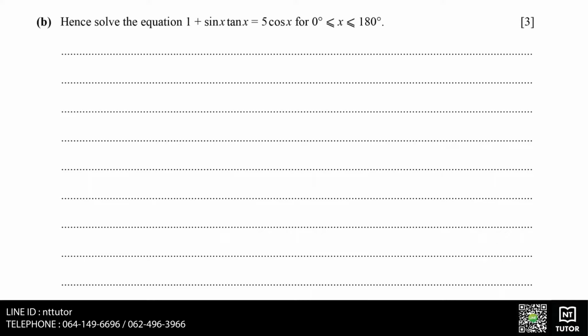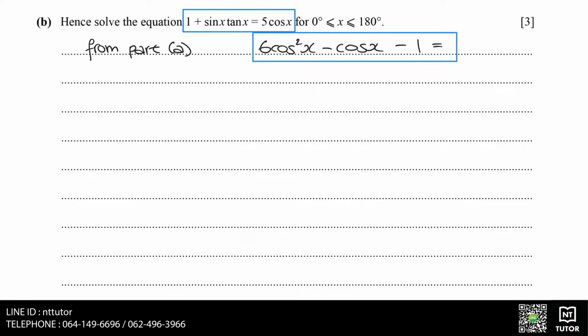Hence, solve the equation 1 plus sine x tan x equals 5 cos x for x from 0 to 180 degrees. If the first part of a question asks you to express an expression into another term, this means that it wants you to solve the expression using that other term you turn it into.